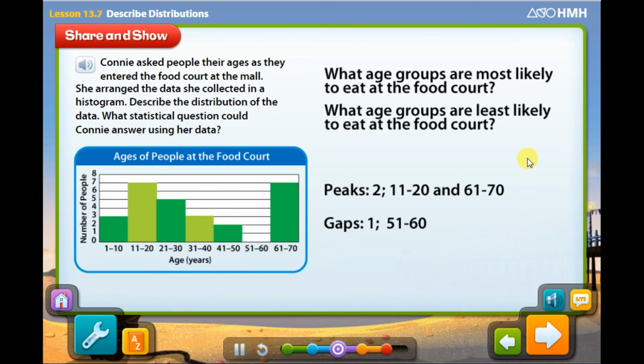age groups are least likely to eat at the food court. So let's answer these questions. What age groups are most likely? Most likely means the highest number. So most likely are from ages 11 to 20 and 61 to 70. What age groups are least likely to eat at the food court? The least likely are the least or the shortest column here. It's from ages 41 to 50. Okay, why is it not 50 to 60? Because no one visits from this age.